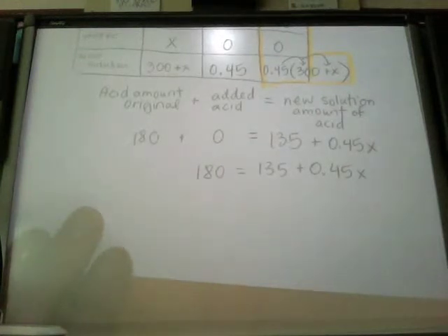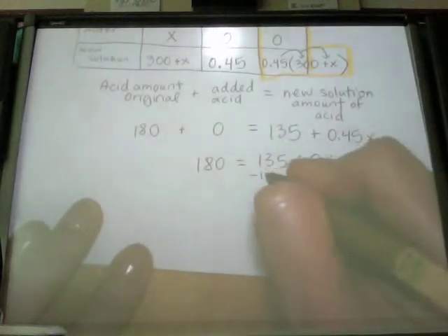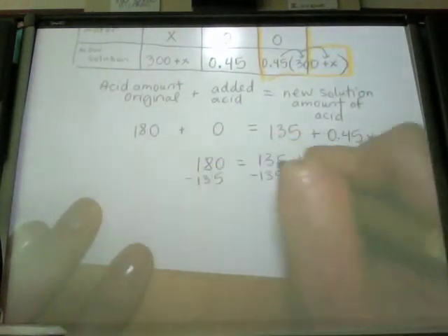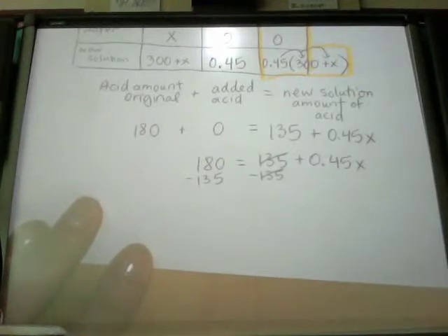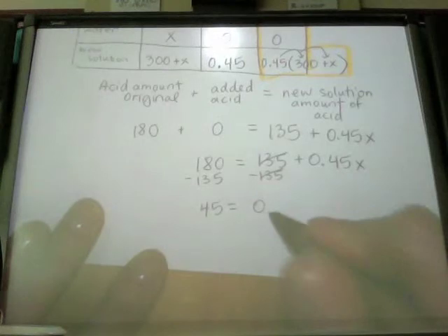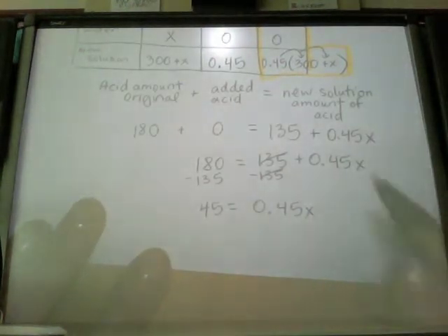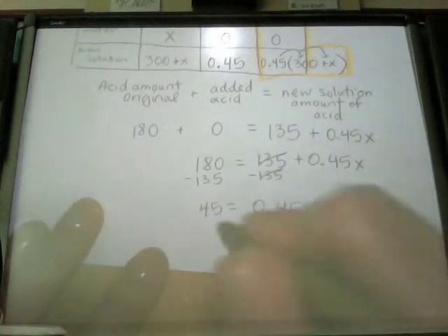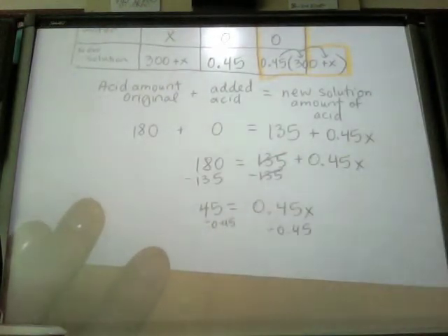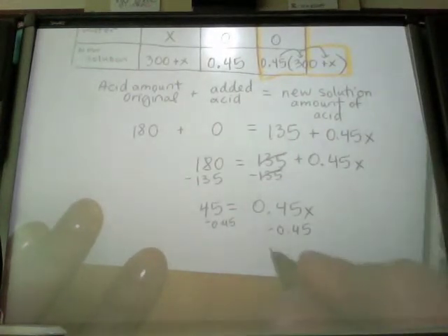Now, let's think about how we solve for a variable. What do you think I'm going to recommend we do next? Luke? Subtract 135. Good. We leave the variable part alone. We subtract the 135 first. 180 minus 135, we get 45, equals 0.45x. I just divide both sides by 0.45, and I get 100.